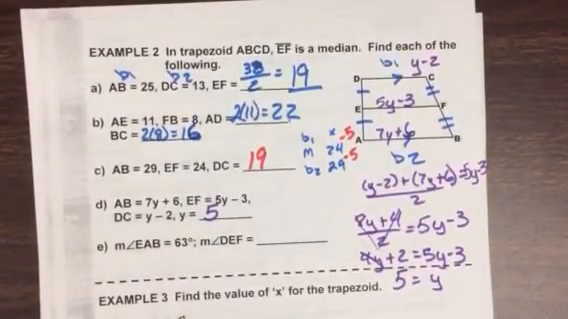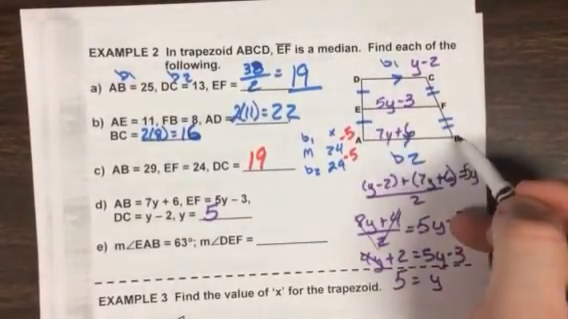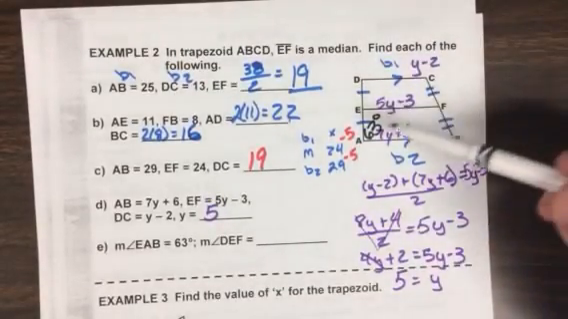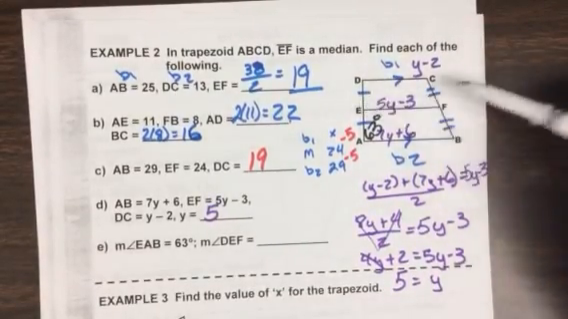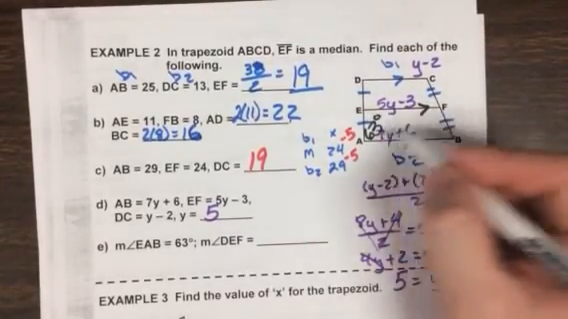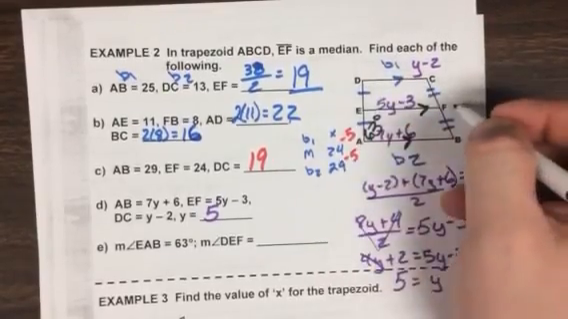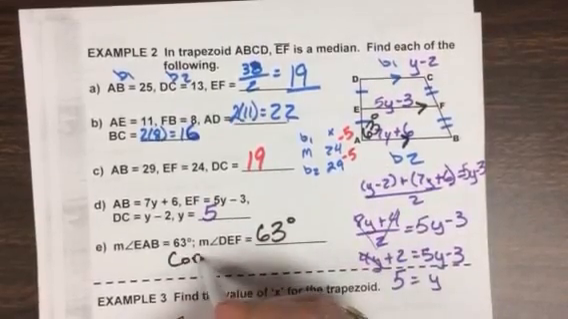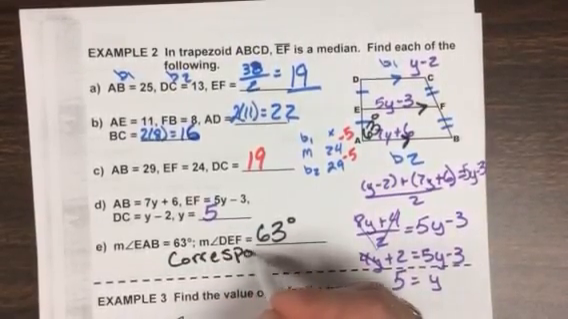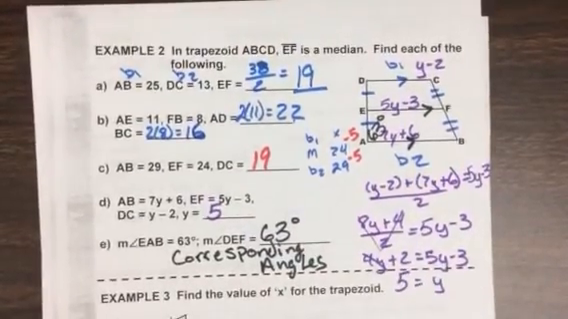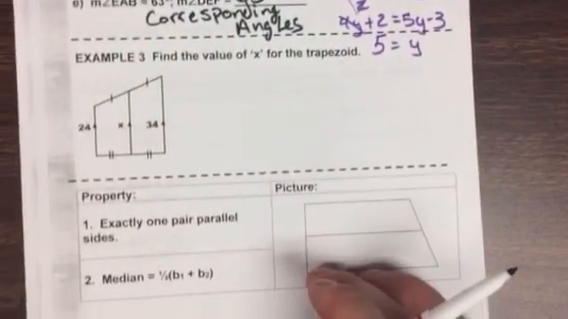And finally, the last part of this, we're going to say the measure of angle EAB. This angle right here is 63 degrees. Find the measure of DEF. Well, we know that these lines are parallel. So if EAB is 63, DEF must also be 63 degrees because they are corresponding angles. That just goes back to our parallel line conjecture.